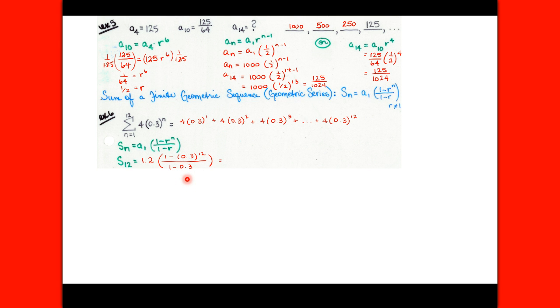The hardest part about finding the sum of a geometric sequence is typing it correctly into my calculator. So grab your calculator and put this in, and we're going to see if we can come up with the right answer. So now that we have it set up, let's see if we can type it in correctly and come up with the right answer.